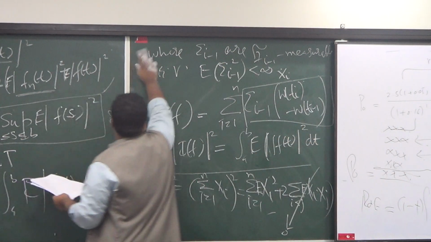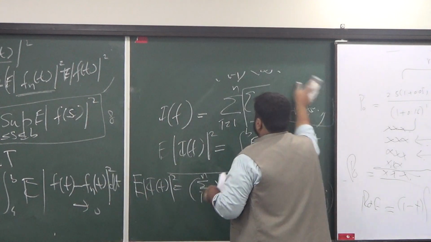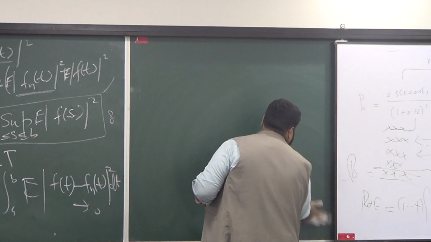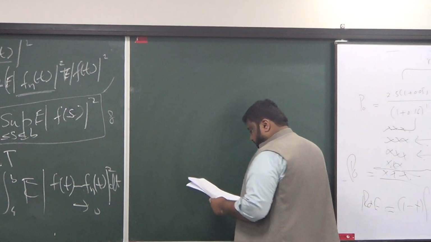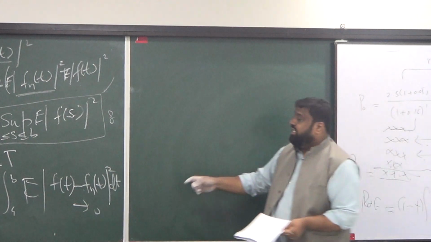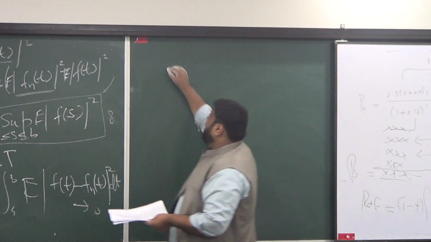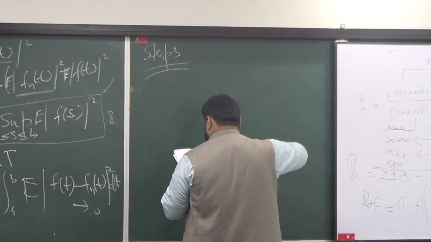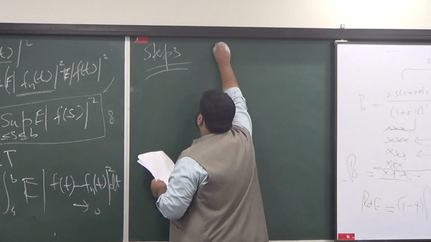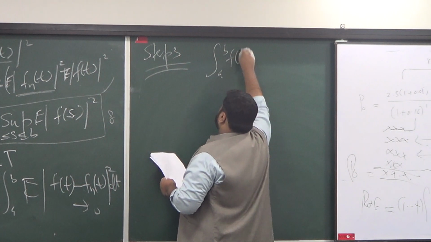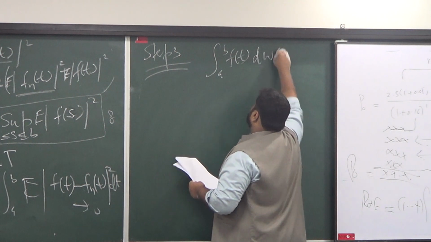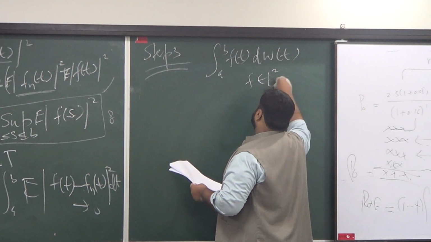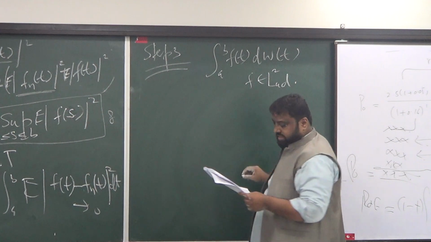So let me wrap up the discussion, at least at ending the definition of the stochastic integral. So the step 3. Second step is approximations. The step 3 is to meet with this beast. Okay, so the integral of f of t dW of t, when f is in L2 AD. Alright?